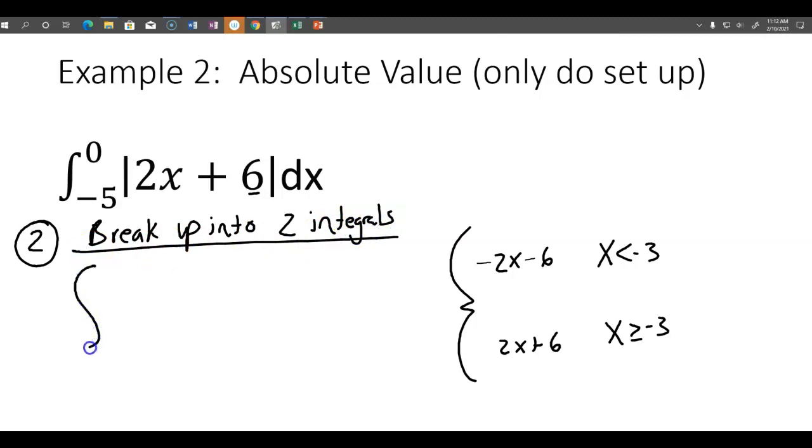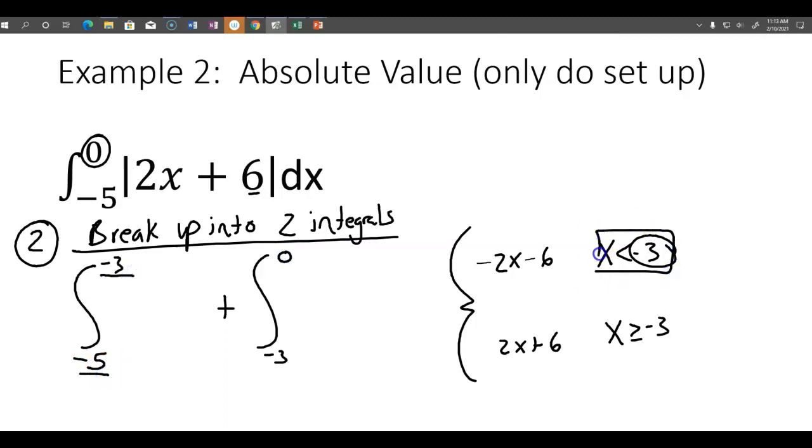So we're going from -5 up to our break-off point. And then we'll pick up at that break-off point, and we'll end at our upper point there. Okay? On the interval from -5 to -3, that's less than -3, so that would be this piece. And the other one goes here.